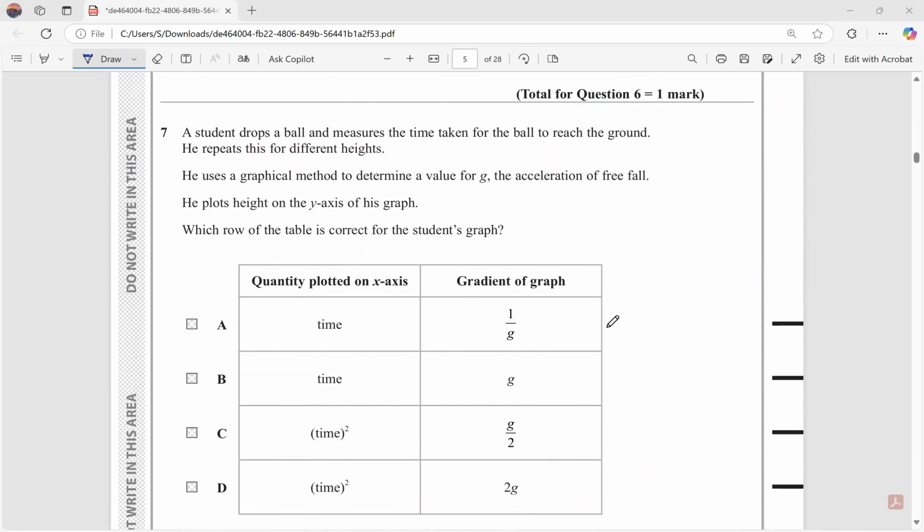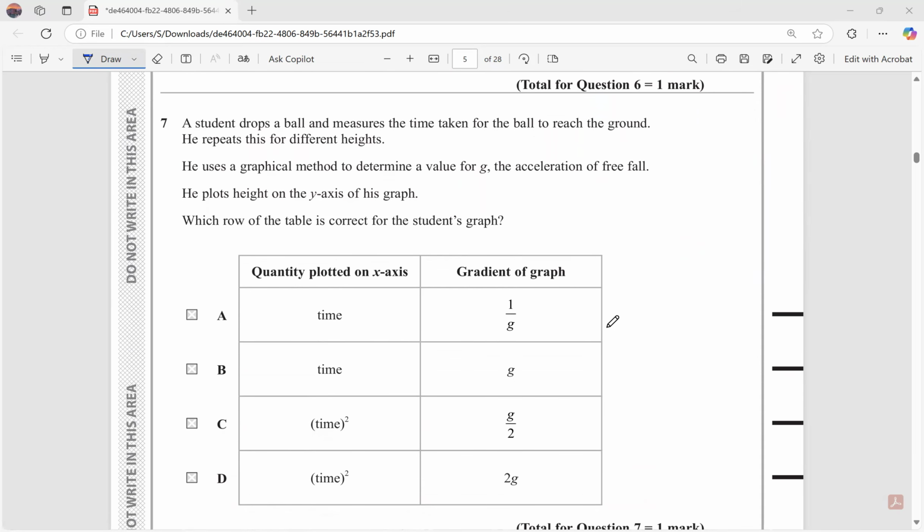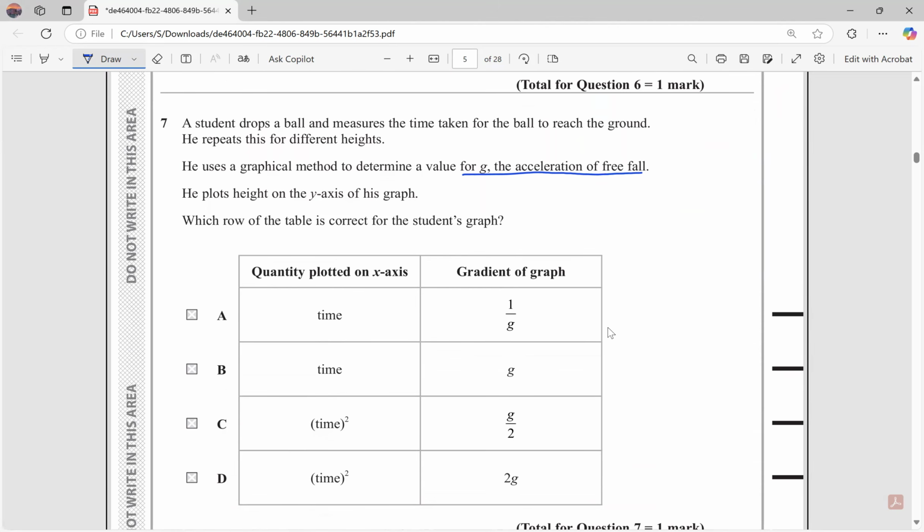Question 7. A student drops a ball and measures the time taken for the ball to reach the ground. He repeats this for different heights. He uses a graphical method to determine a value for g, the acceleration of free fall. He plots height on the y-axis of his graph. Which row of the table is correct for the student's graph?